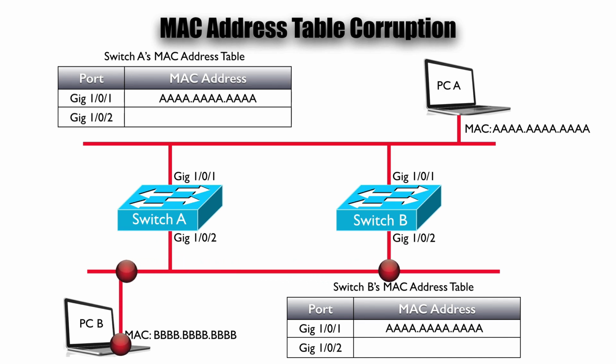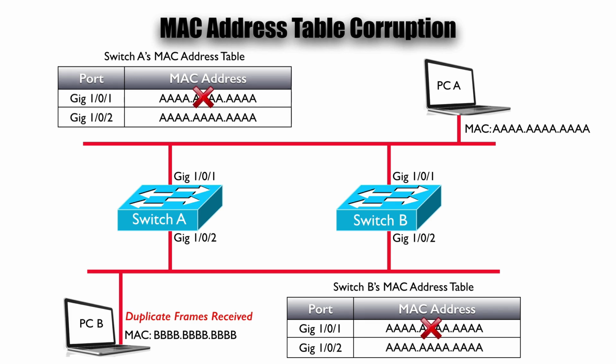But notice that PCB received duplicate frames. The frame was forwarded by switch A, and a duplicate frame was forwarded by switch B. And what's maybe worse than that is the frame from switch A was seen on switch B's bottom port, and the frame from switch B was seen on switch A's bottom port. And they independently concluded that, oh, I must have been mistaken. It looks like the all A's MAC address doesn't live on the top port, it lives on the bottom port. And that's incorrect. We now have MAC address table corruption.